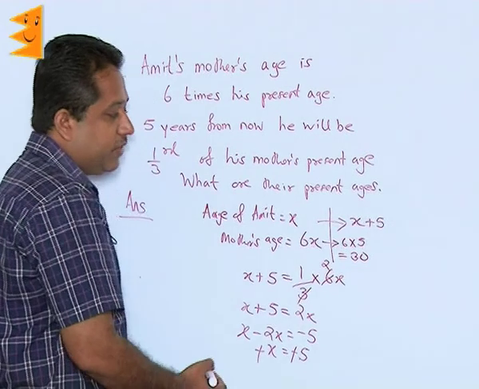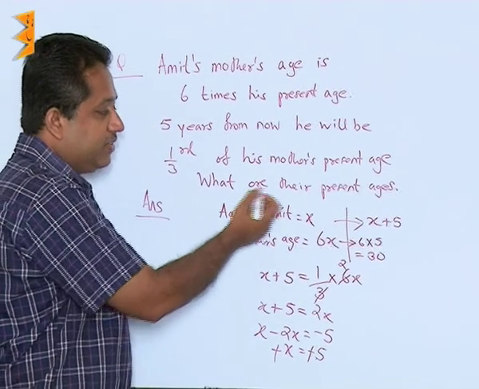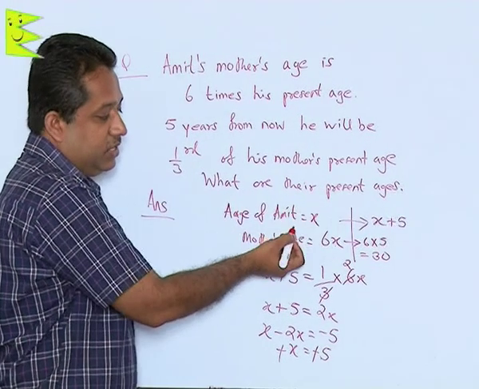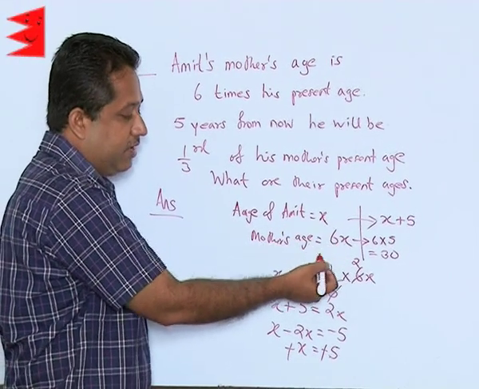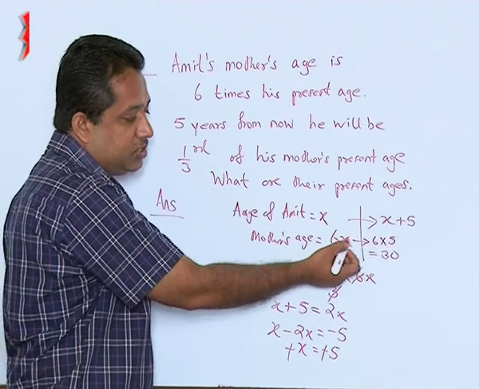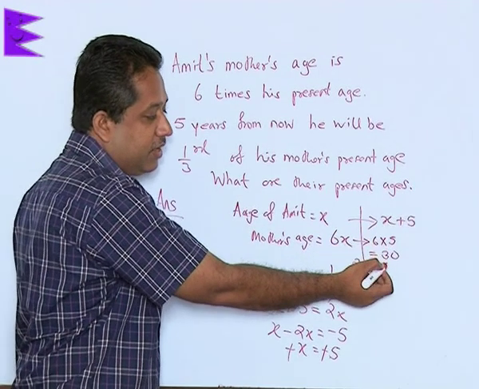Therefore, 6 into 5 becomes 30. So, final answer we will get the present ages of the son, that is Amit, will be x, and x is 5, and mother's age will be 6 into x, that is 6 into 5 as 30.